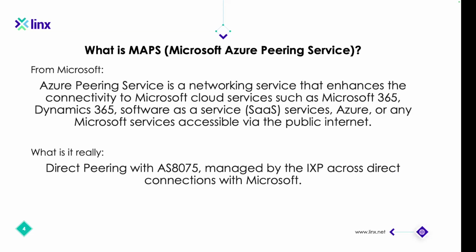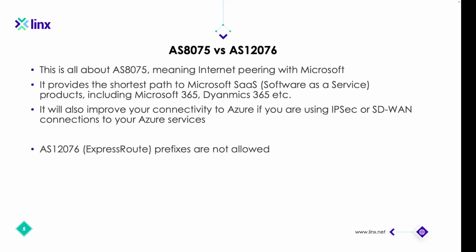What is it really? Well, it just gives you direct peering with AS8075. It is managed by the IXP, and the IXP, in this case LINX, will have direct connections with Microsoft, and we'll cover all of that in much more detail as we go through. So let me start with trying to remove some confusion about questions which might come up.